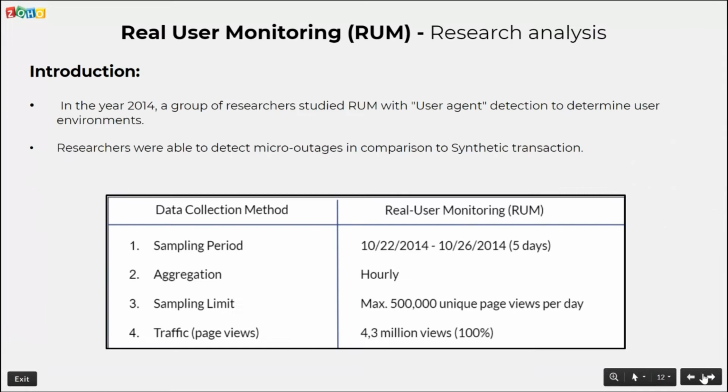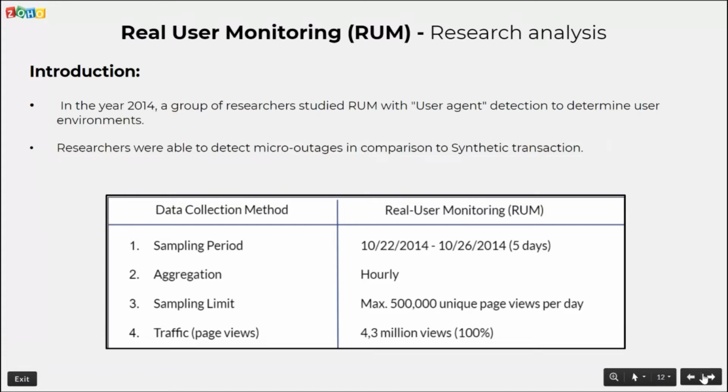Before getting into the topic, I read a research paper where in the year 2014, researchers studied RUM using user agent detection. Here they were able to detect micro outages compared to synthetic transaction monitoring. This was how the data collection took place: they kept a sampling period of 5 days, from 22nd October 2014 to 26th October 2014, where data collection took place hourly.